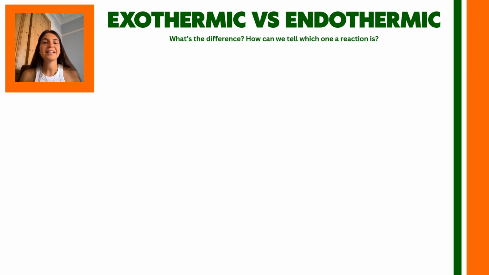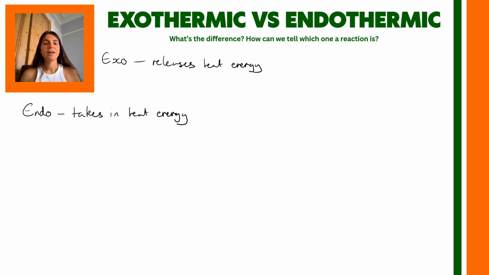Or if you're ready, let's dive straight in. Exothermic versus endothermic. So what's the difference and how can we tell which one a reaction is? So exothermic, remember exit, releases heat energy, and endothermic, entrance, takes in heat energy, which is why in your exothermic reactions, substances get hotter as they release this heat, and it's the opposite for endothermic, the substance gets colder.